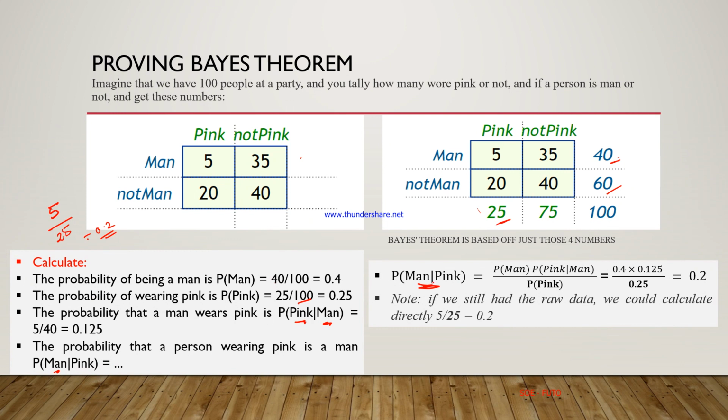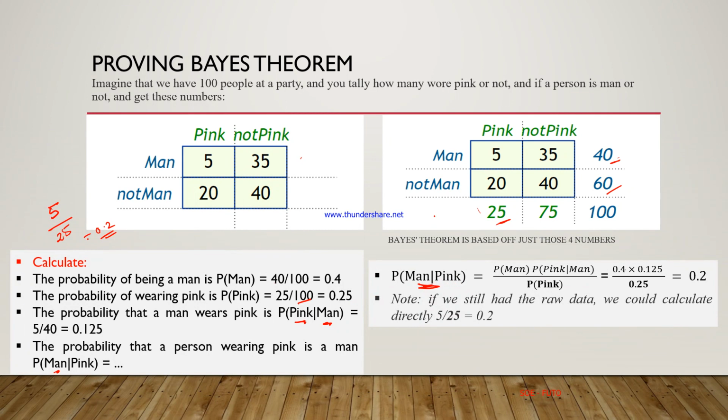This is what we are looking for: what is the probability of a man, given that we know the probability of pink? And the probability of pink is what here? 0.25. Okay, 0.25 is the probability of pink. That is 25%.